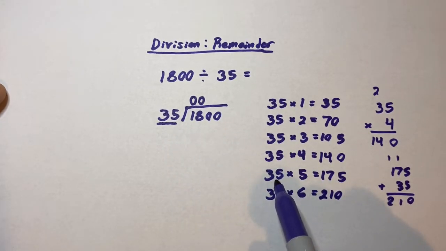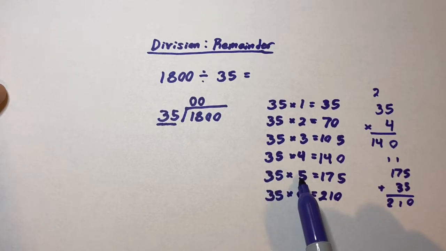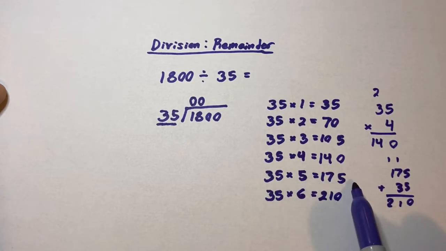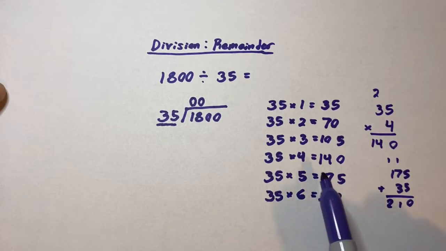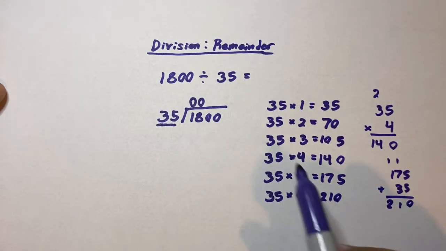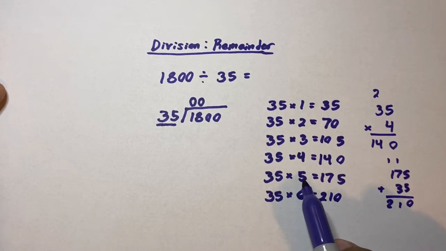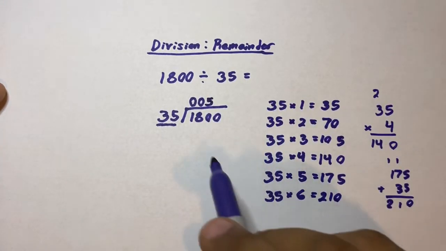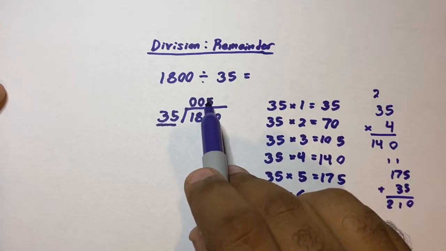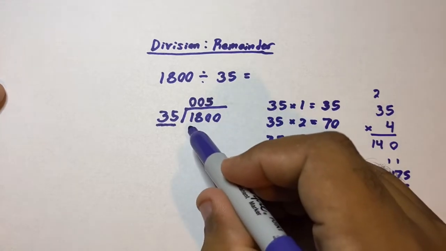So 35 can fit inside 180 5 times. Why? Because 35 times 5 is 175, and 175 is the largest number that we can use to fit inside 180. So we know that 35 can fit inside 180 5 times. So we'll put the 5 right here. Okay, so now we're going to do 5 times 35. And we already know that the answer to that is 175, so we're going to put it down here.